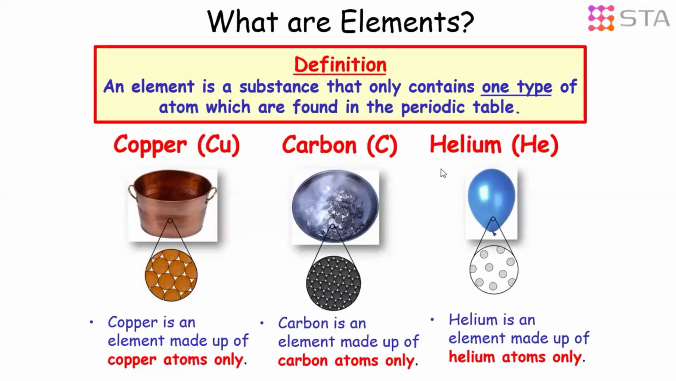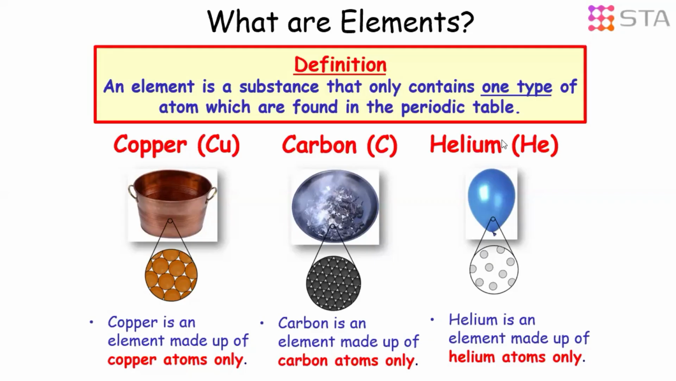Now, we've got three examples of elements here. Let's look at the first one, copper. Copper is an element because all of the atoms in copper are the same type. There's just one type. They are all copper atoms. So therefore, copper is an element. Carbon is also an element because all of the atoms in carbon are carbon atoms. So they are one type, the same type. And helium is also an element because all of the atoms in helium are helium atoms. Again, one type, the same type. So therefore, it's an element.